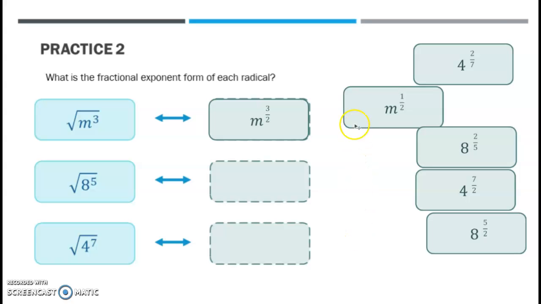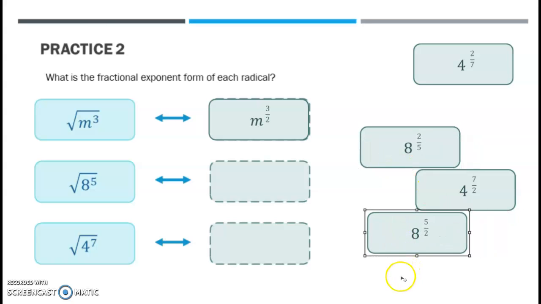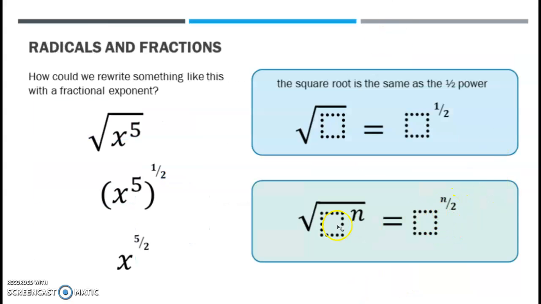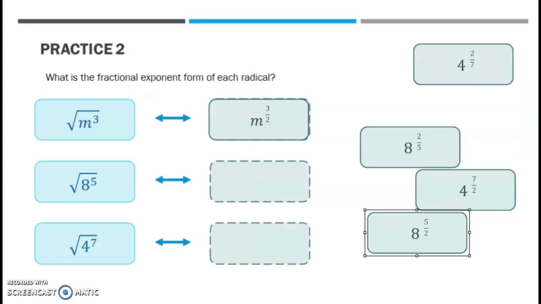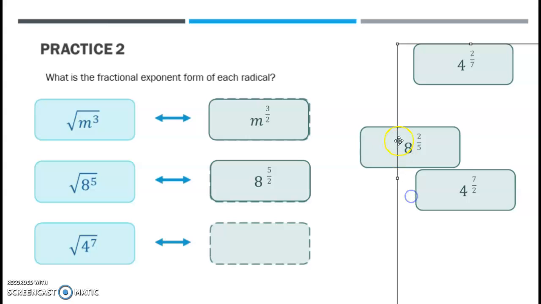Let's take a look at our second example here. I'll delete the other one with base m because we don't have any other base m's involved. We have the square root of 8 to the 5th. Here we have our two examples with a base 8. And looking back at that rule, remember that the square root of something to the nth power means that we need to have the 2 on the denominator of the fraction. And so between these two options here, I can see that this one has 2 on the denominator. That's going to be the one that's correct.